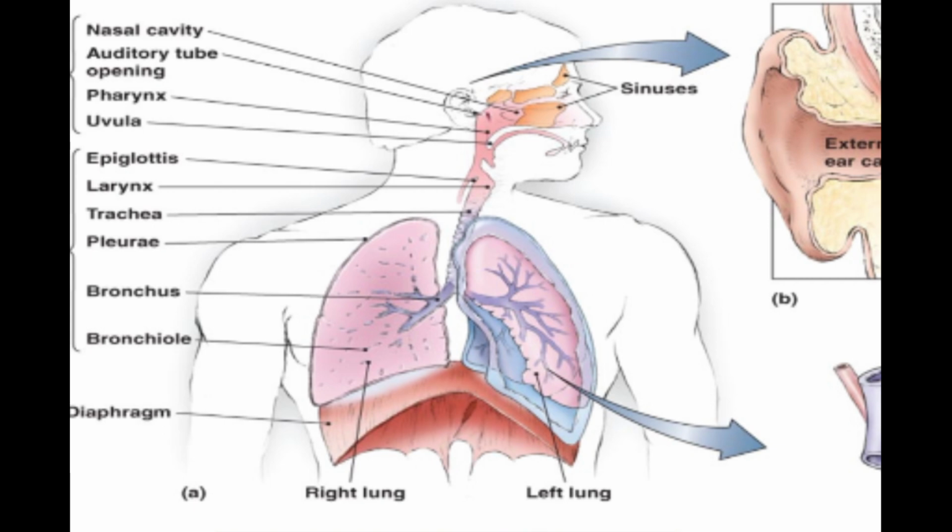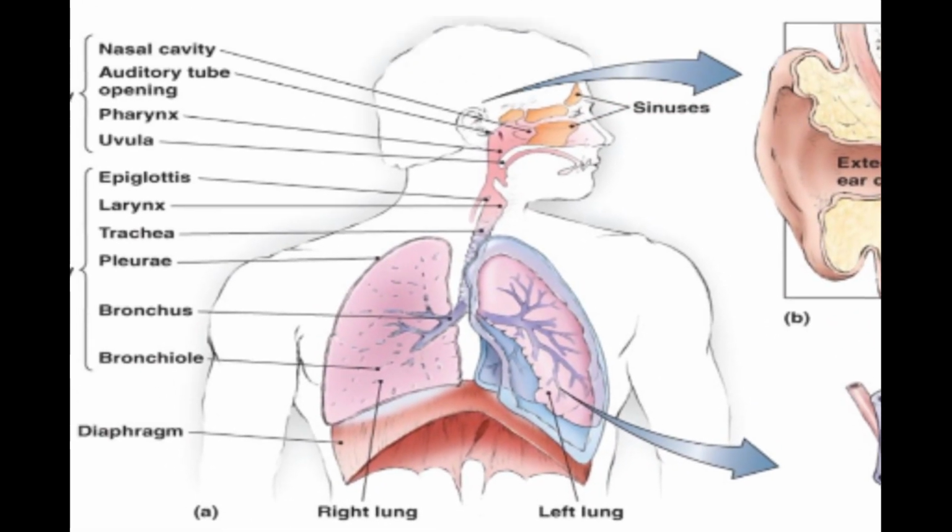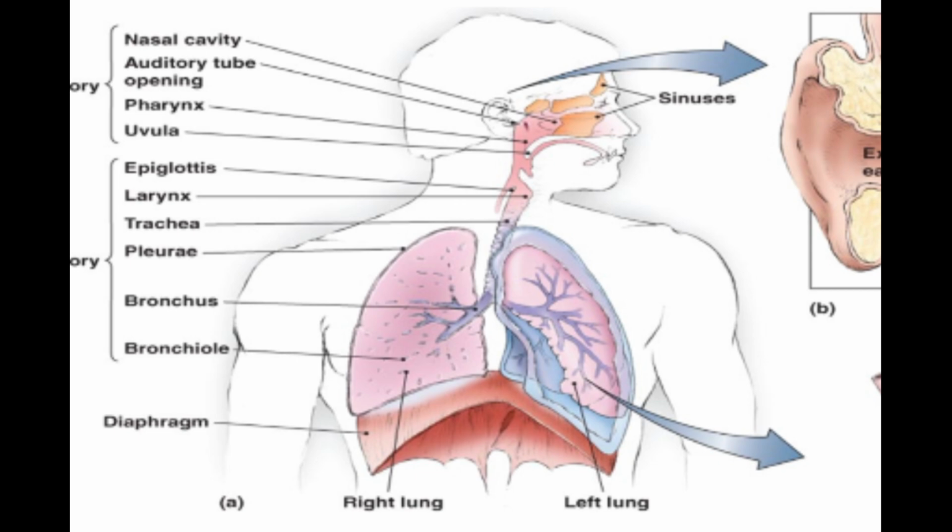From there, as the trachea bifurcates, the bronchi are formed, the right and the left bronchi. There we have the diaphragm. All these structures help an individual to perform the respiratory function, to breathe in and out.